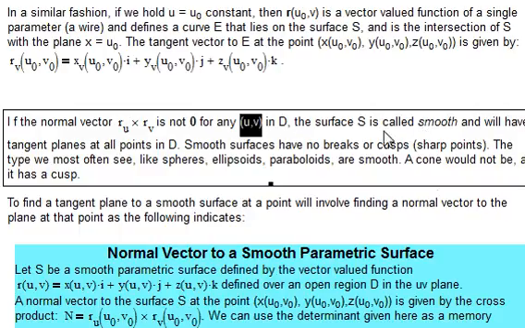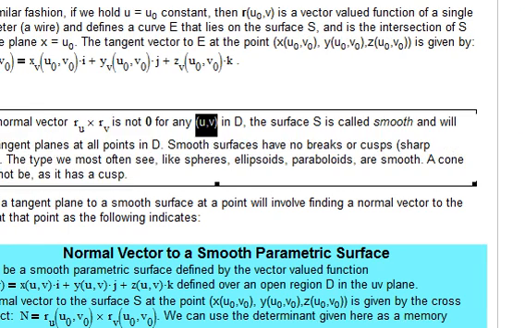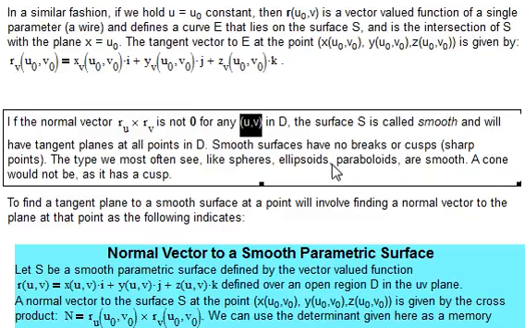So if the normal vector r_u cross r_v is not 0 for any u,v in the domain, in other words, anywhere in the domain set D, then the surface S is called smooth. And why is that important? Because if it's smooth, it'll have no breaks and cusps, and it'll have tangent planes at every point on the surface for all the points in the domain that the surface is a vector valued function of.